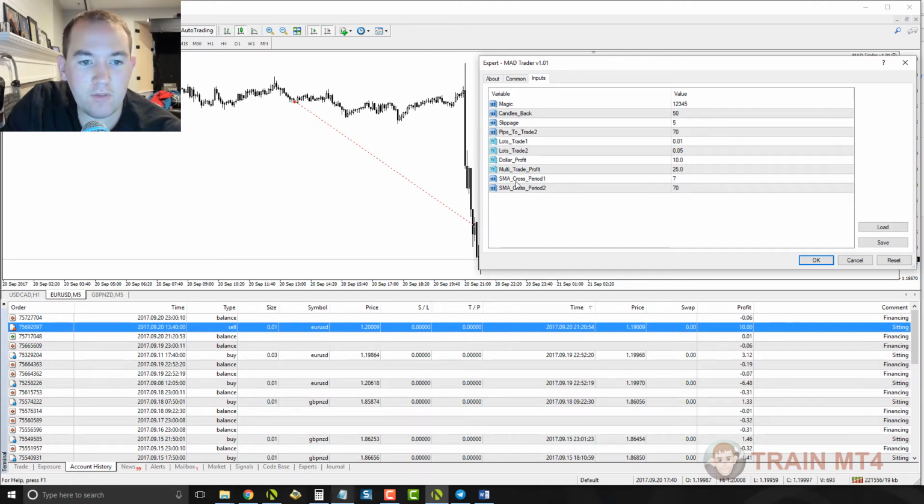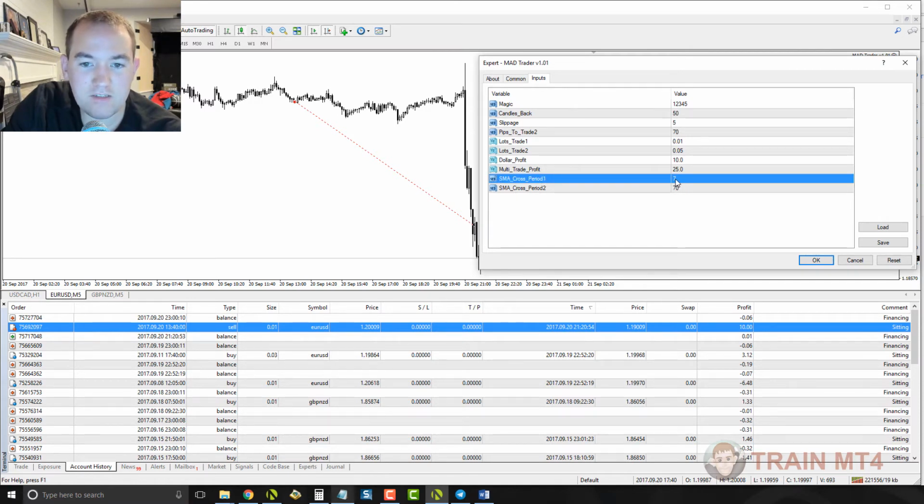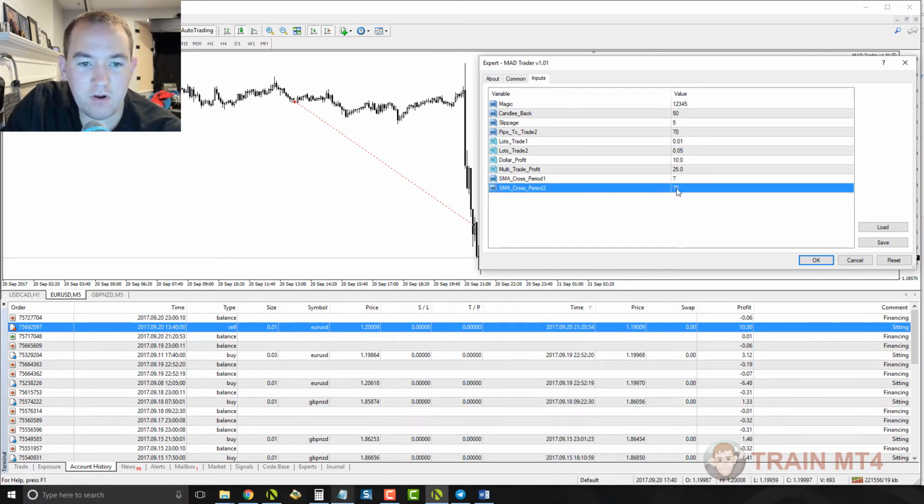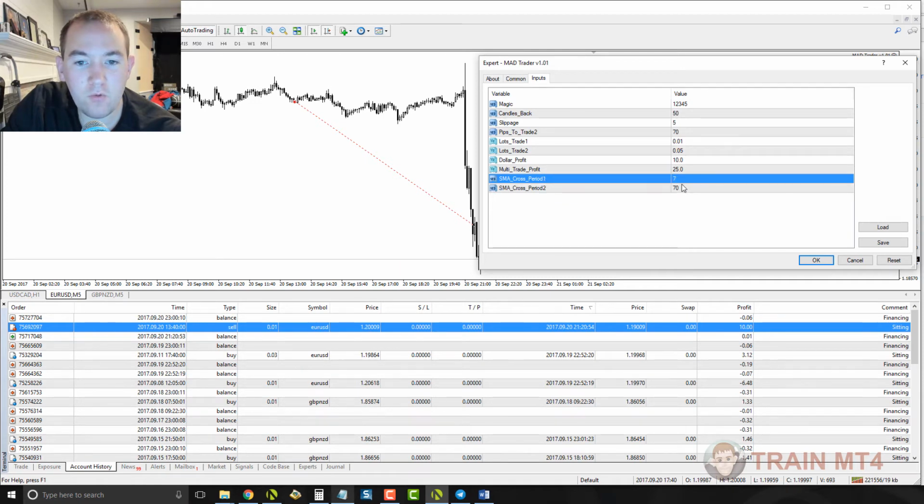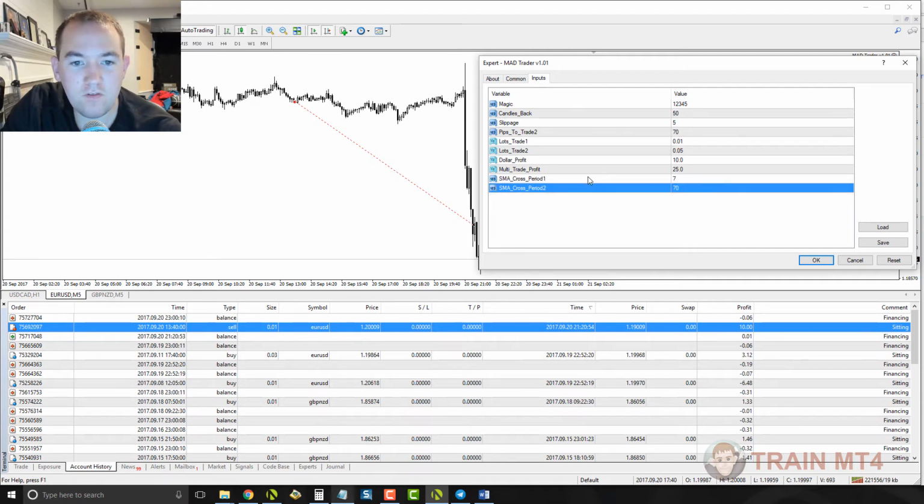So if we look at the settings that I changed this to, the M.A. cross period 1 is 7, and the M.A. cross period 2 is 70. The ones that I had originally were 17 and 24. 17 on period 1, 24 on period 2. And that just gets you in and out of trades relatively quickly. You can take multiple trades per week, and it's nice.